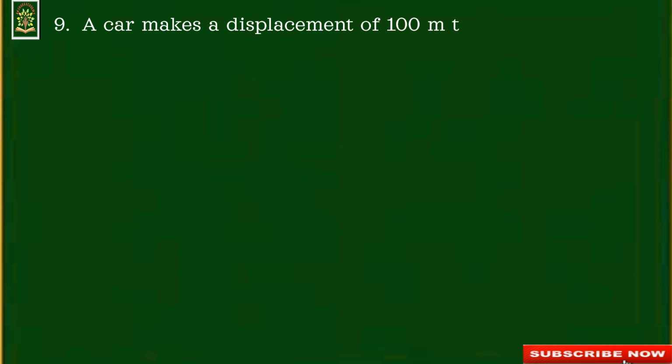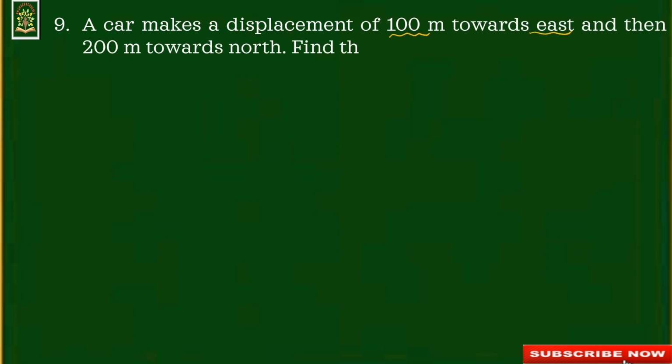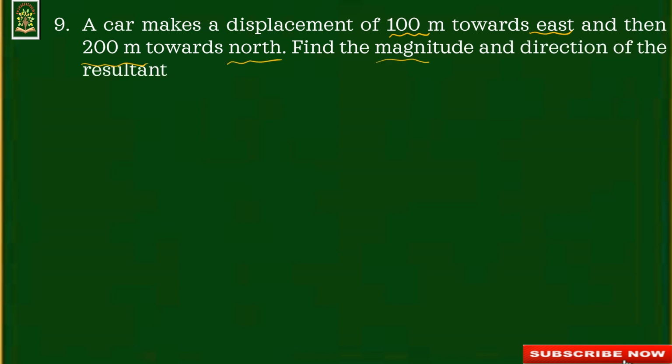A car makes a displacement of 100 meters towards east and then 200 meters towards north. Find the magnitude and direction of the resultant. Here they have given towards east displacement 100 meters and then towards north its displacement is 200 meters. You have to calculate the magnitude and direction of the resultant. Let us go to the solution.